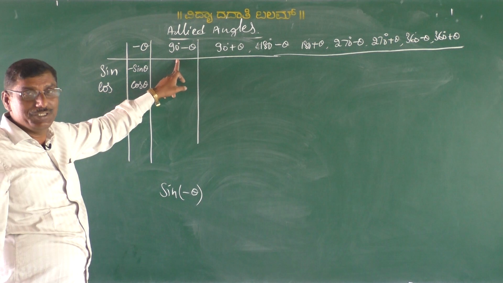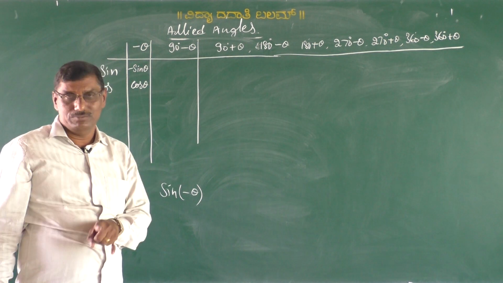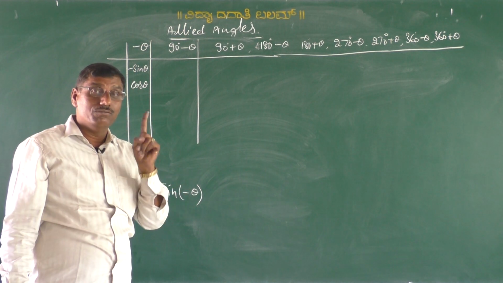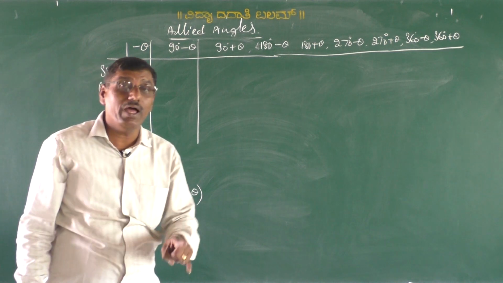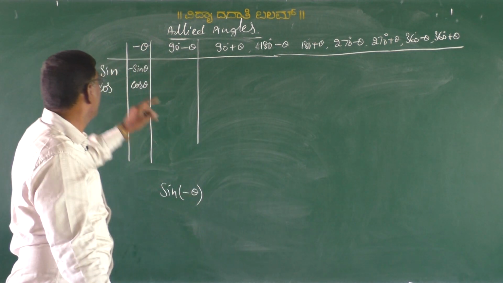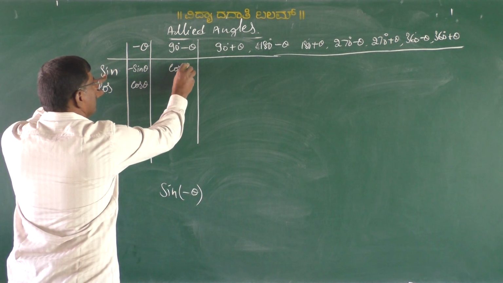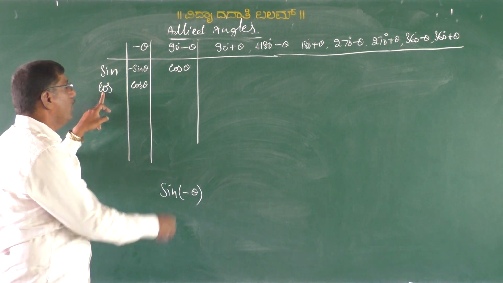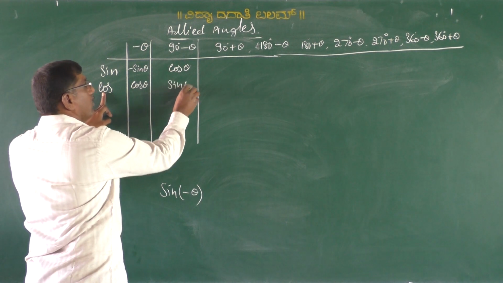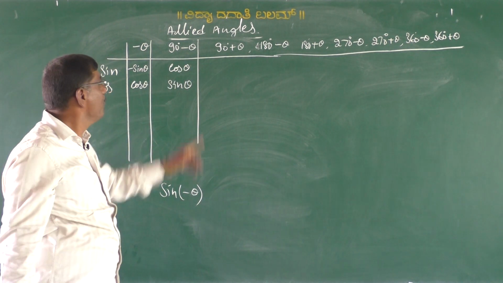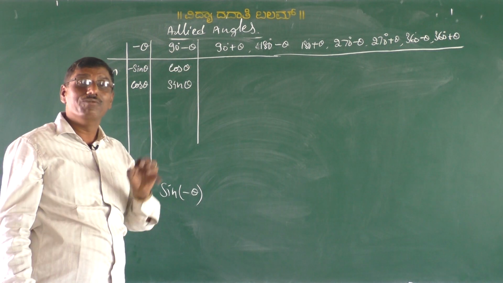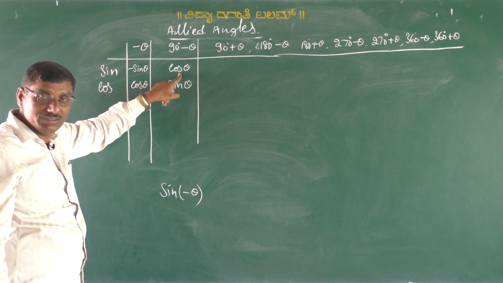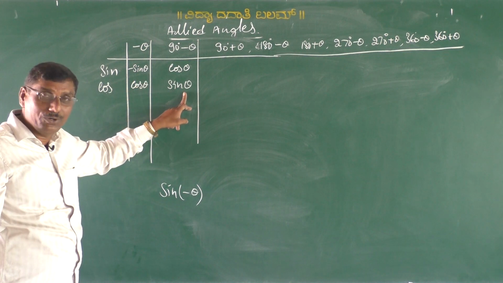Similarly, for 90 minus theta, which is in the first quadrant, isn't it? But when there is a 90, we have to apply the co-ratio. For sine, we get cos theta. That is, sine of 90 minus theta is cos theta. For cos, we get sin theta. How? We know that when there is a 90 degree angle, we have to apply the co-ratio. For sin, cos is the co-ratio. For cos, sin is the co-ratio.